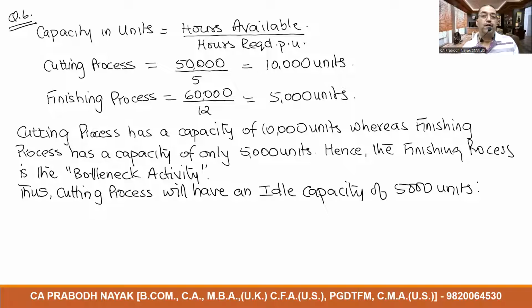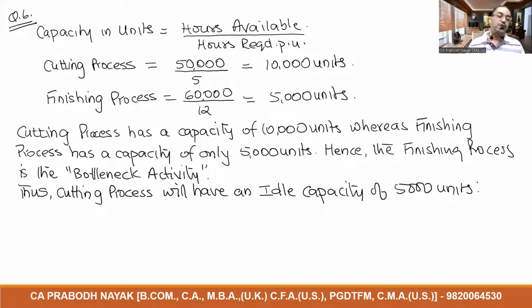Because we are going to go as per the limitation. Limitation is what? That finishing process can process at a time only 5,000 units. So there is no point in going for 10,000 units in the first process, because then there will be WIP in the second process. So in the first process also I will limit my production to 5,000 only. But my first process, cutting process, has got a capacity of 10,000. If I reduce it to 5,000, the remaining 5,000 will be idle. Correct? Okay.